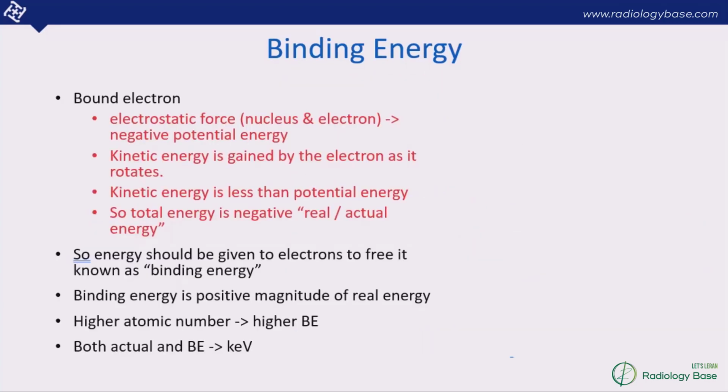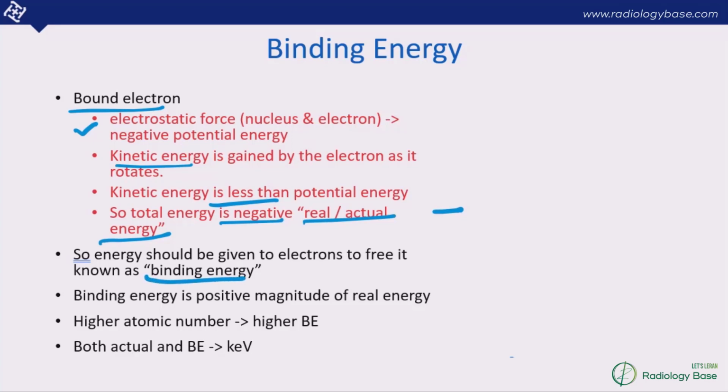So just to summarize the things which we have discussed, there is going to be a bound electron, due to the electrostatic force between the nucleus and the electron, which gives a negative potential energy. The kinetic energy which is gained by the electron as it rotates is less than the potential energy, so the total energy is negative. So the real and actual energy of an electron in a bound state is always a negative energy. Whatever this negative energy is, you need to give that energy to the electron to free it, which is then known as the binding energy.